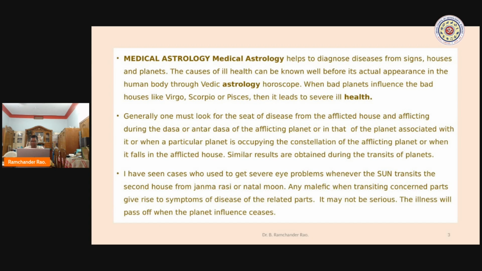Any malefic transiting the concerned house gives rise to symptoms of disease of a related part. Whenever it is a malefic transiting that house, then it has to give some results pertaining to that house. When it is transiting the 10th house, then we have to see the knees and all, what is happening to our knees, whether it is burning in the knees or there is a pain in the knees, can be ascertained when the malefic is transiting in the 10th house. It may not be serious. The ill health will pass off when the planet influence ceases.